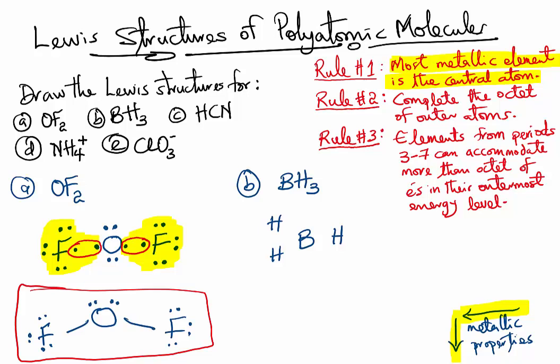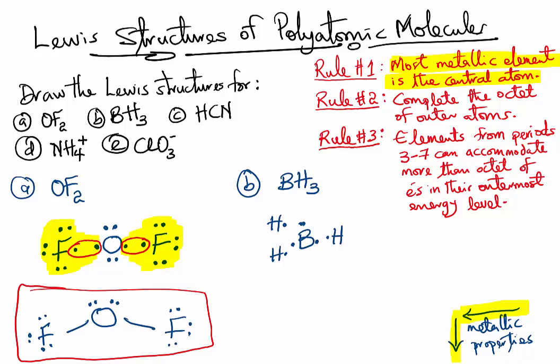Now let us represent the valence for each atom. Boron is from group 3A. It's going to have 3 valence electrons. Hydrogen is from group 1A. It's going to have just one valence electron.